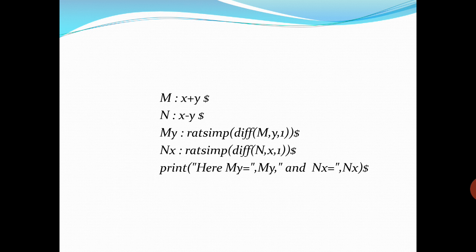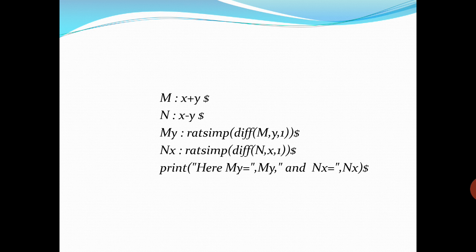Next, Nx is equal to ratsimp of diff of N comma x comma 1, close the brackets and put the dollar symbol lastly. That is nothing but Nx means del N by del x, the first order partial derivative of N with respect to x. That is rationalized simplification of differentiation of N with respect to x one time. The obtained value is stored in Nx.